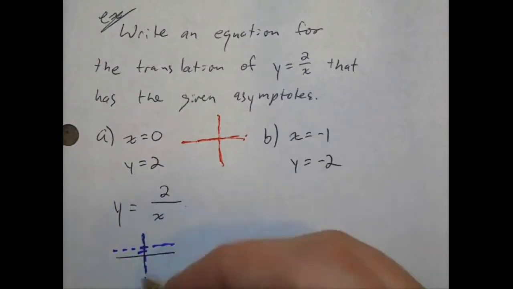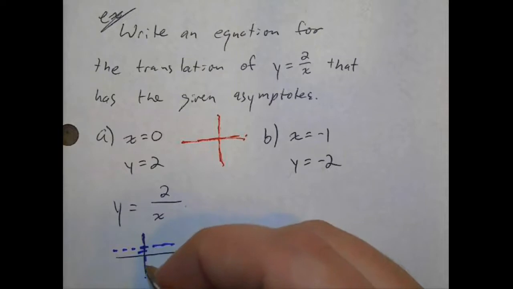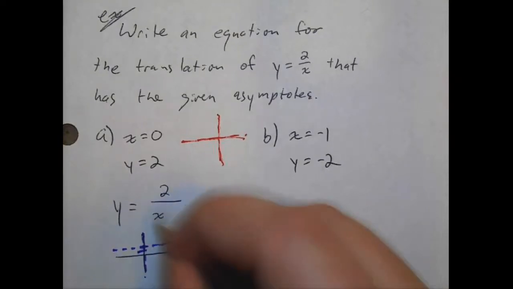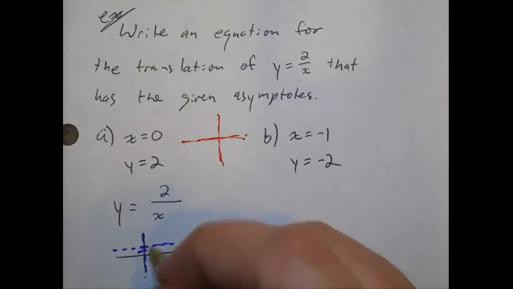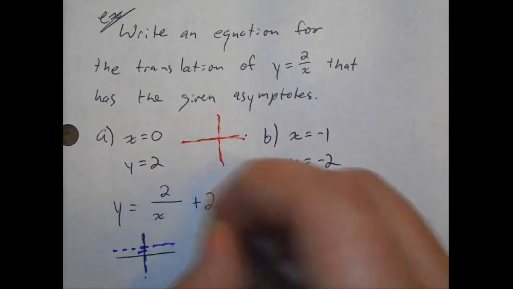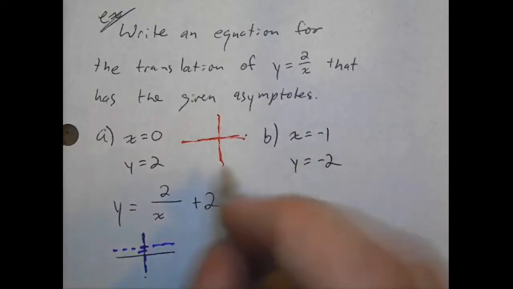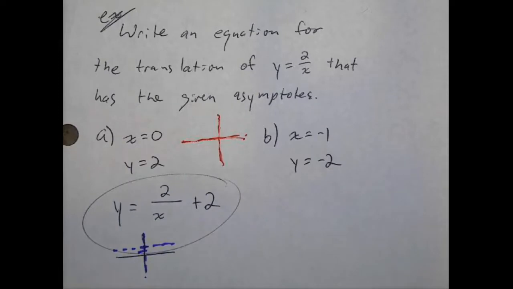Well, if x is 0, then that means it didn't move left or right, so I won't do anything in my denominator. I won't add anything down here. But if it moved up 2, then I must have a plus 2. Well, hey, there's our function.